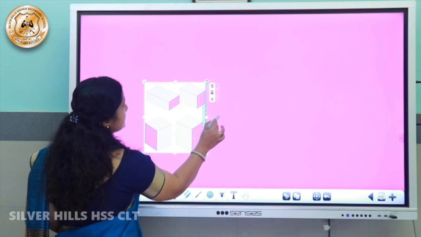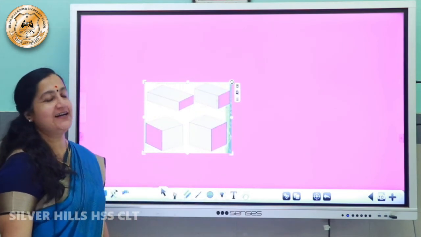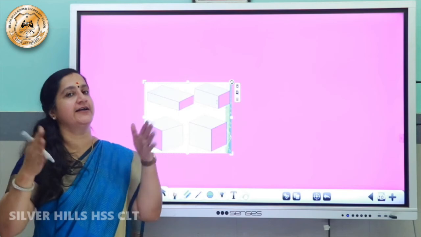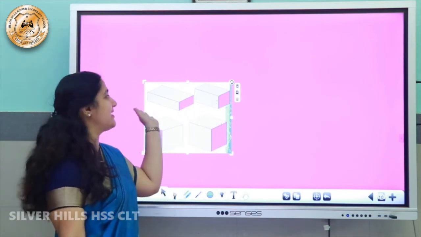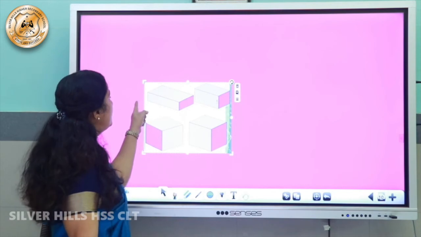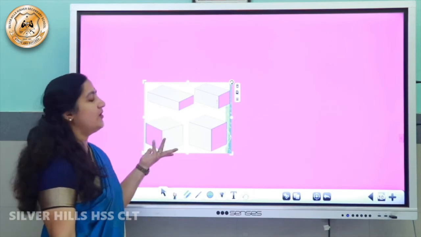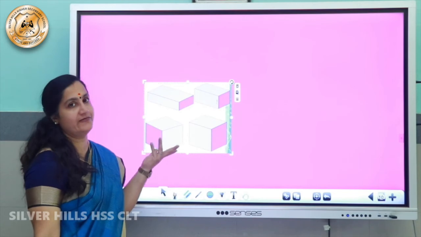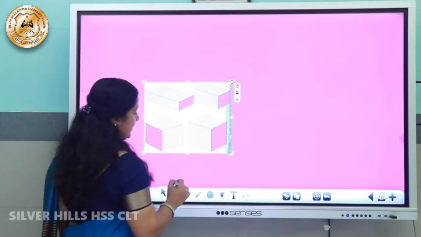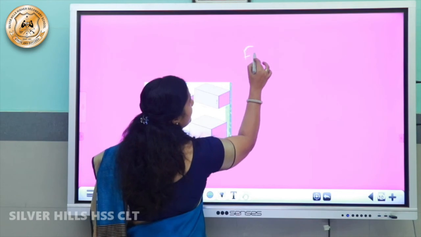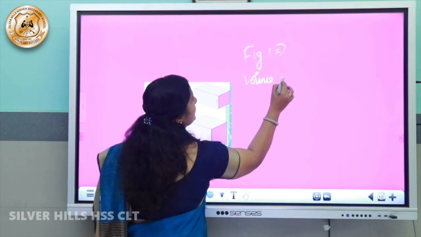Look at these pictures, my dear children. Here instead of dividing into cubes, it is marked as length, breadth and height. So this is the length, this is the breadth, this is the height. So you can calculate the volume very quickly. So figure number 1. I am going to write figure number 1, volume equal to.